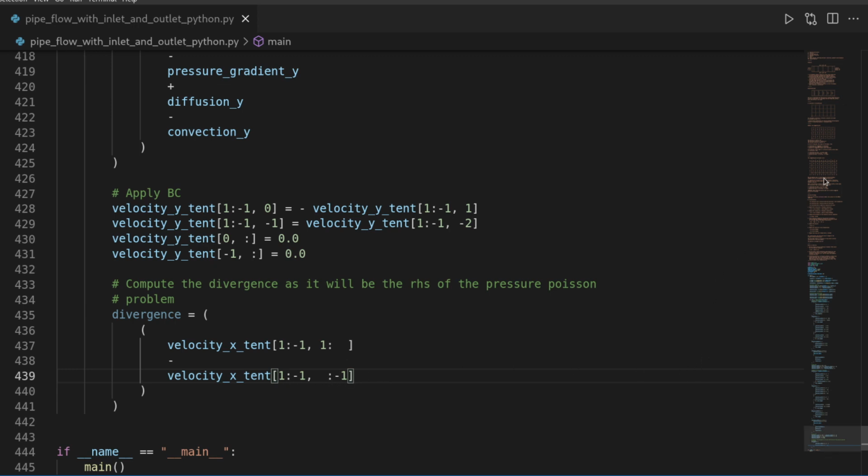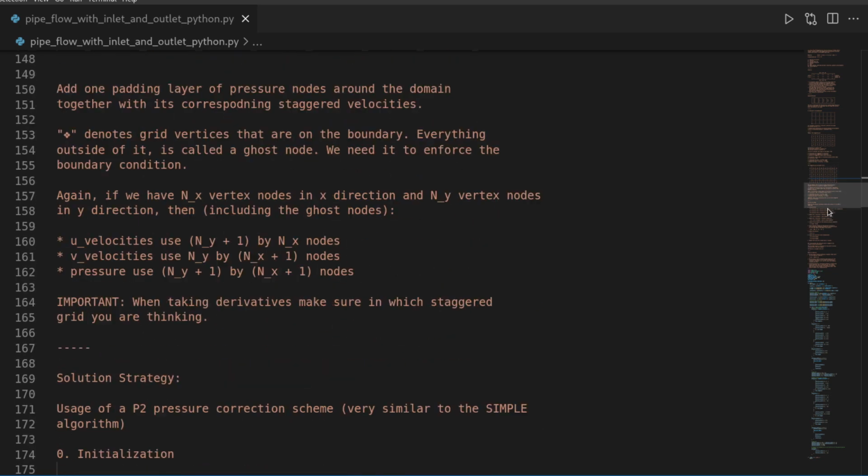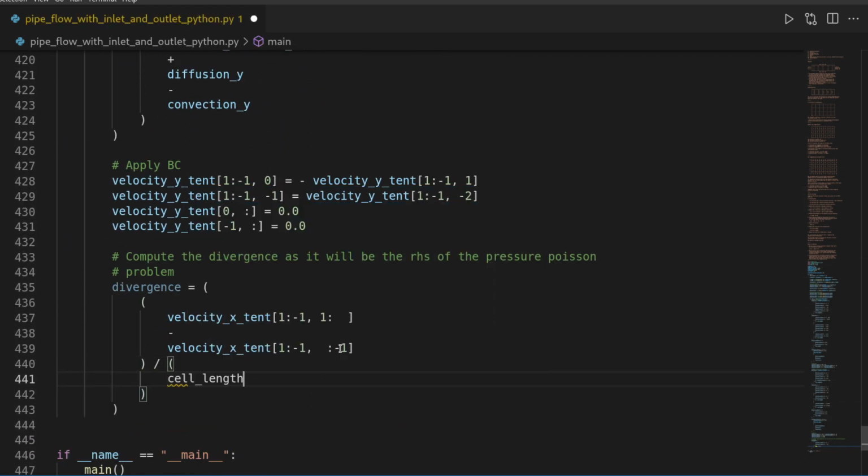And this might seem a little strange. Let's look at the staggered grid again. So we are computing the divergence at the pressure nodes. And for this, we are taking the velocity components in the interior in y, or for the u velocity components, and going one step further, and then one step back, and then we get our divergence or the derivative here at the pressure node. So we can then divide, and we have to divide by the cell length.